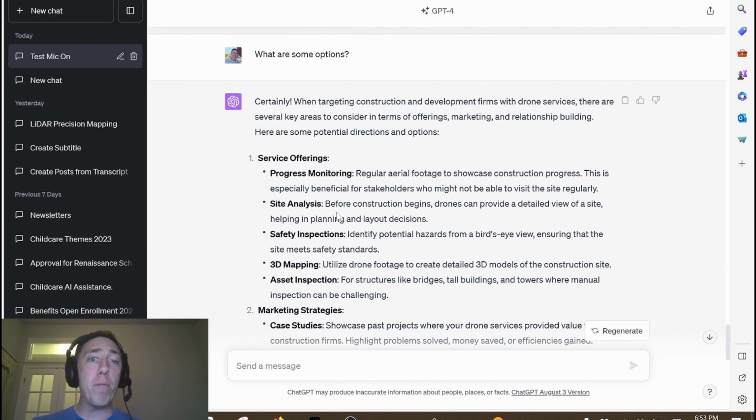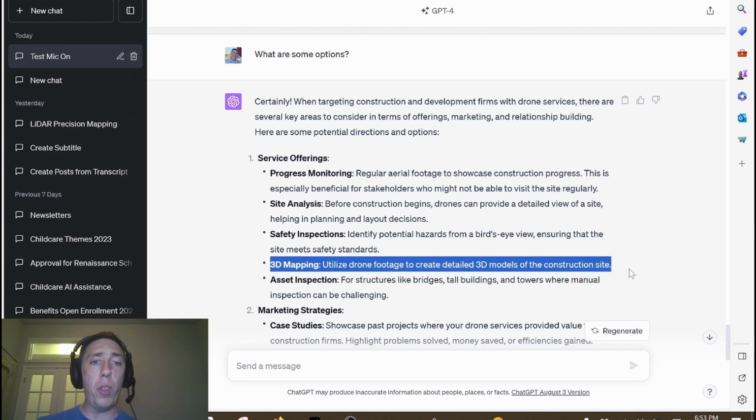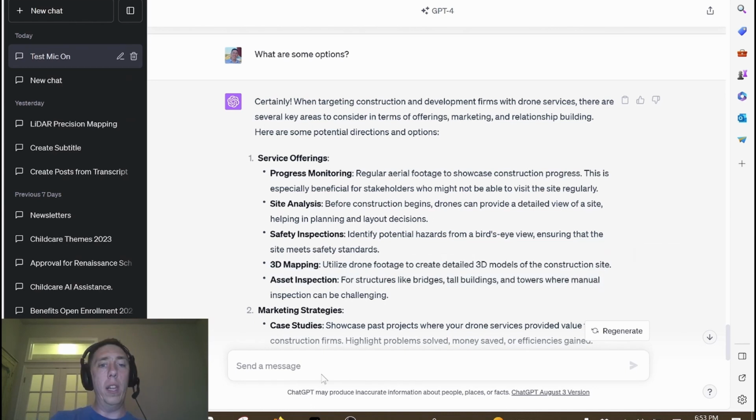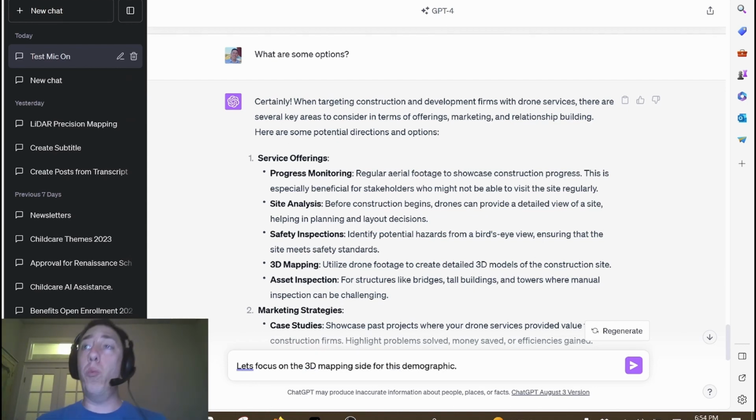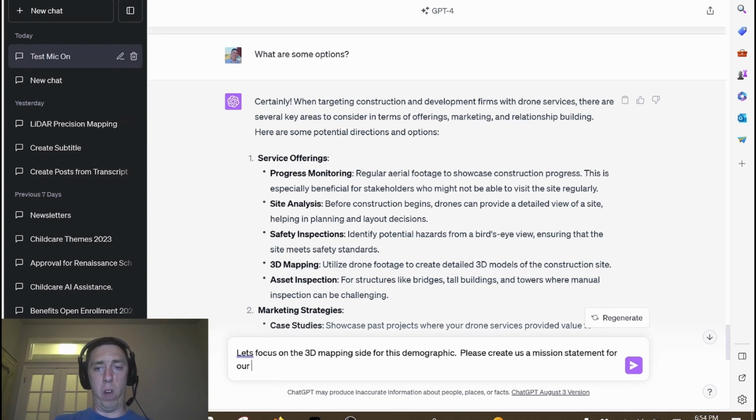So we have progress monitoring, site analysis, safety inspections, 3D mapping, asset inspection. Now for our company, we do 3D mapping. That's what we're really good at. So let's go ahead and do the 3D mapping. I think that one makes sense. Let's focus on the 3D mapping side for this demographic. Now what we're going to do is tell it to create us a mission statement. Please create us a mission statement for our new business and demographic.